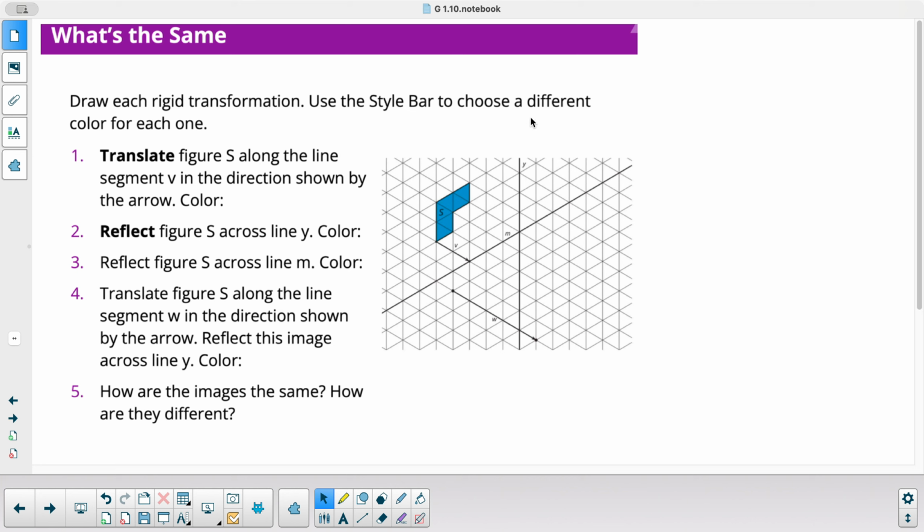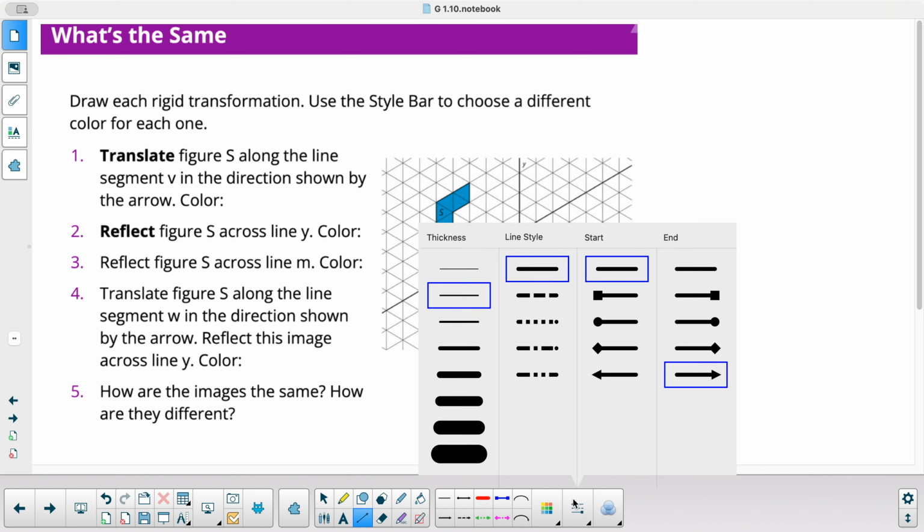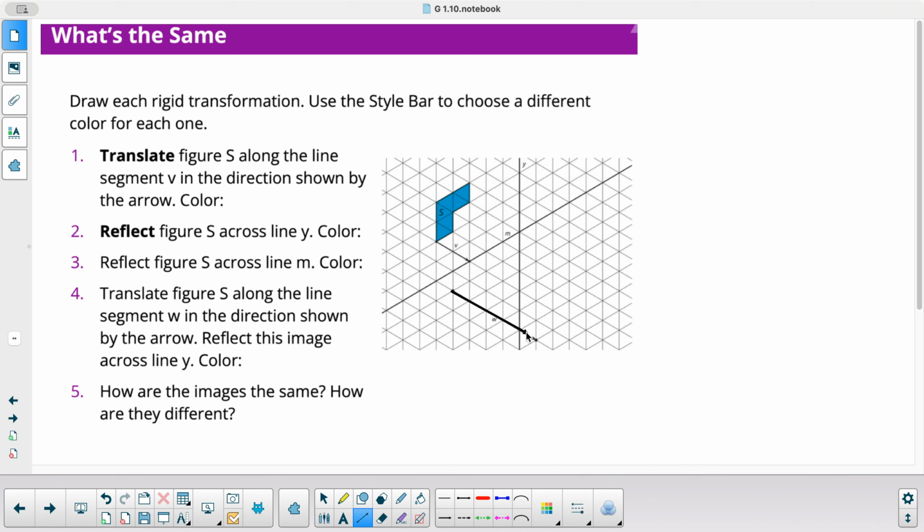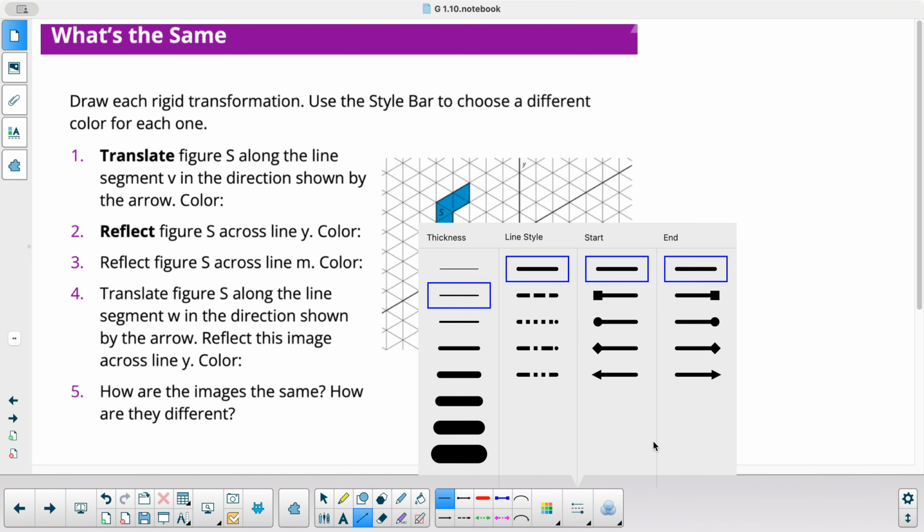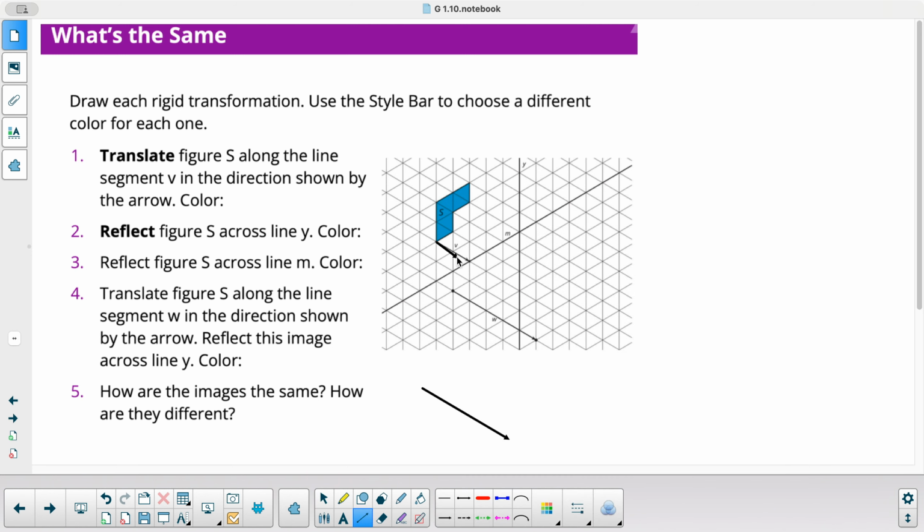Use the style bar to choose a different color for each one. Okay, so translate figure S along the line segment V in the direction shown by the arrow. So I'm going to trace this segment here. Oh wait, that's W, that's not V. Hang on, let's do V first. So let me go back here. So here's V. So I'm going to basically take every one of these points, and I'm going to put an arrow, every vertex on here. I'm going to put an arrow here.